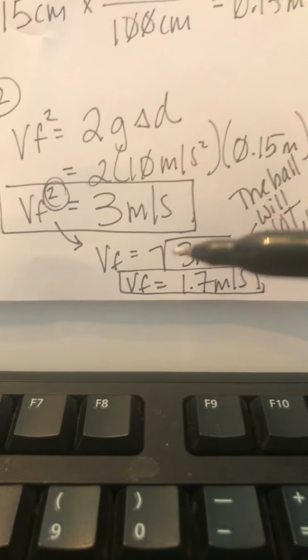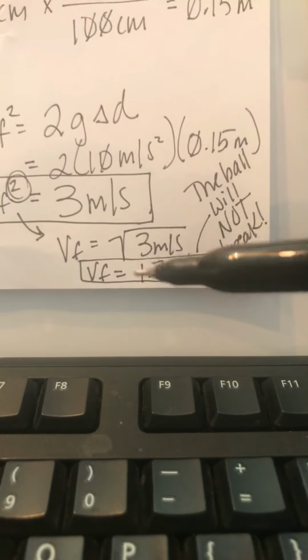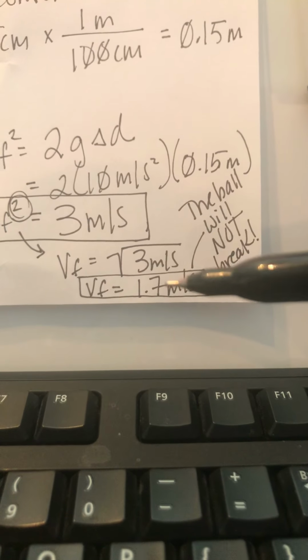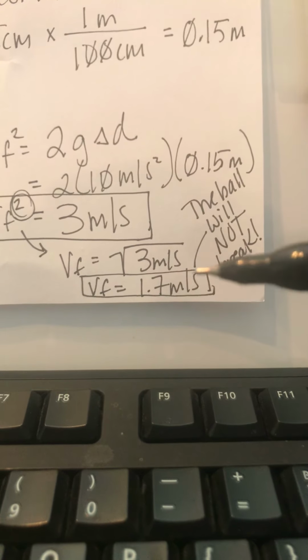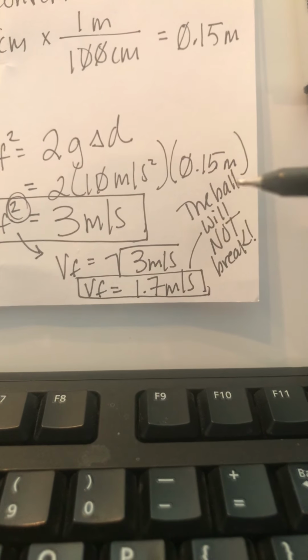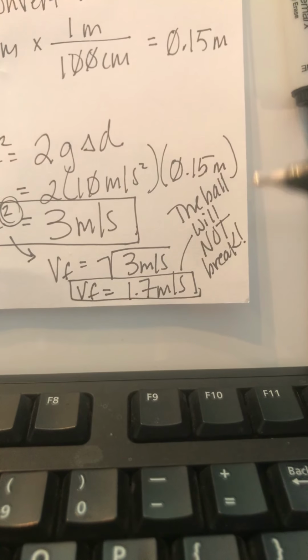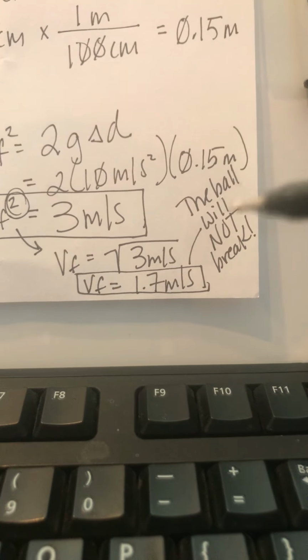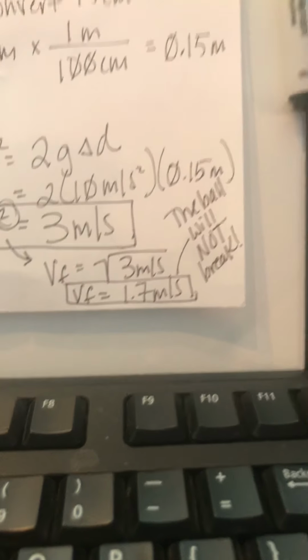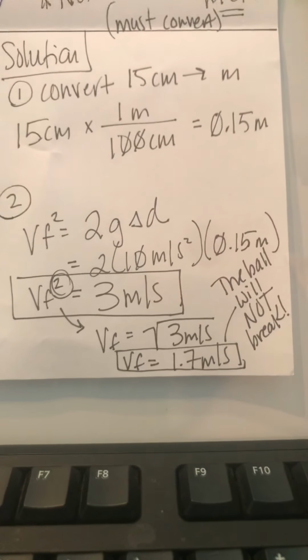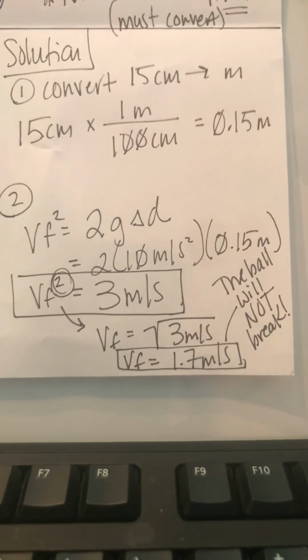So I now take the square root and I get the final velocity of the Christmas ball falling from 15 centimeters off the ground is 1.7 meters per second. Thank goodness, that was one of my favorite Christmas ornaments. It will not break because it was not moving 2 meters per second or faster. So one of those special ornaments, not going to break. The cat gets to stay.